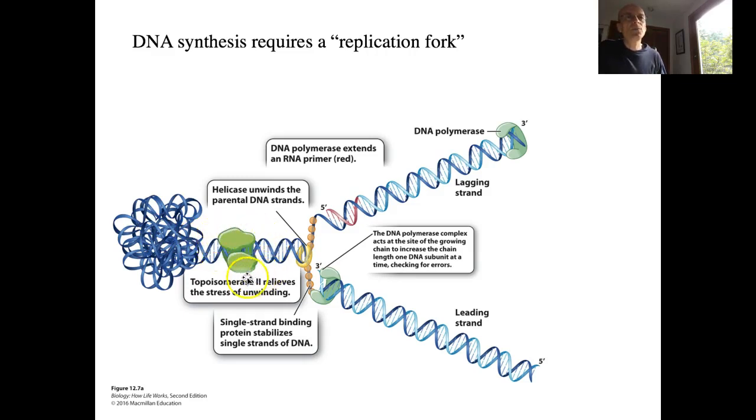One is called topoisomerase 2. Your book just says it relieves the stress of unwinding. Basically, the way it does that is by making little nicks into the DNA and then twisting them around. It's not so important that you know exactly how that works right now, but it essentially nicks and reseals the DNA at the end so that it doesn't get tighter and tighter wound.